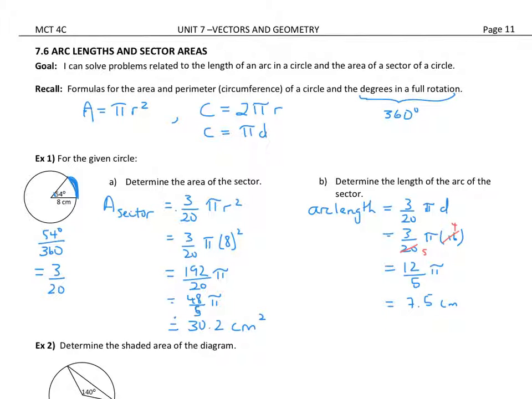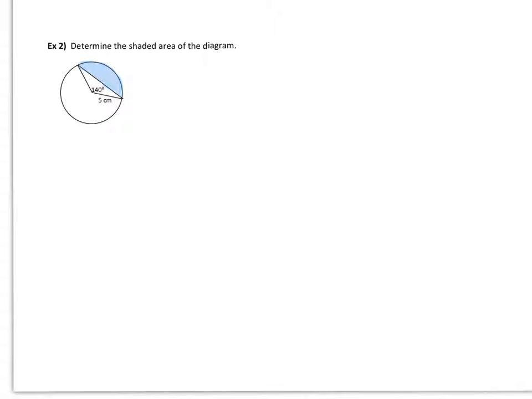All right, so hopefully that's making sense. You're just taking a fraction of the area or the perimeter to get your sector area or your arc length. The last example is actually a little trickier. We want to find the shaded area of the diagram, which is a segment on that circle. Not so easy, because I don't have a formula for that, but I do have a formula for the sector. So what I could do to start with is find the area of this entire sector, just like we did in the last example.